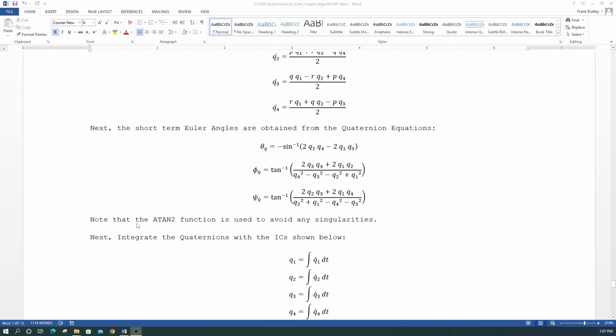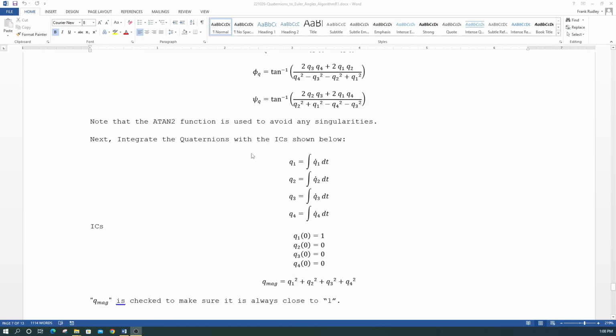So note that the A2 tan function is used to avoid any singularities, and these are what I would call the short-term attitudes, theta, phi, and psi, where the long-term ones came from the acceleration and the compass. But they're very noisy. So what this does is give you a nice smooth result, taking the noise out. If you just did it on the accelerometer and the compass, they would be very noisy and maybe not accurate. A lot of the accelerometers tend to be noisy from vibration spikes, so this will help to smooth it out.